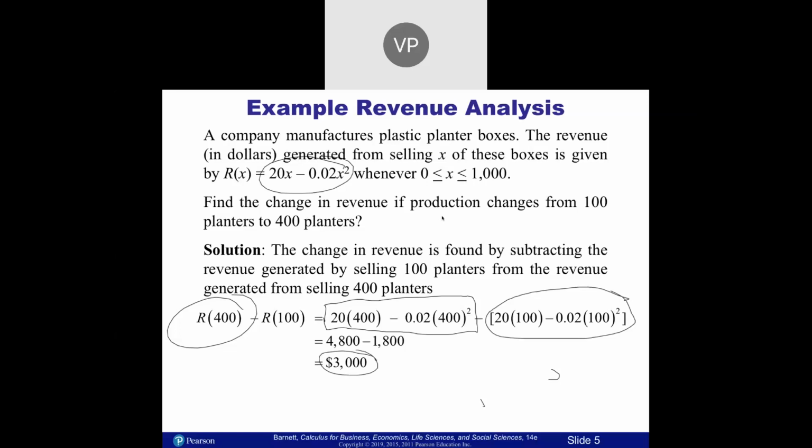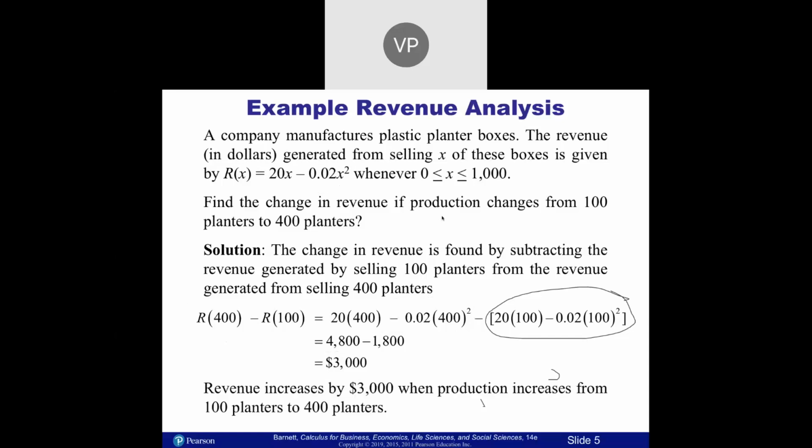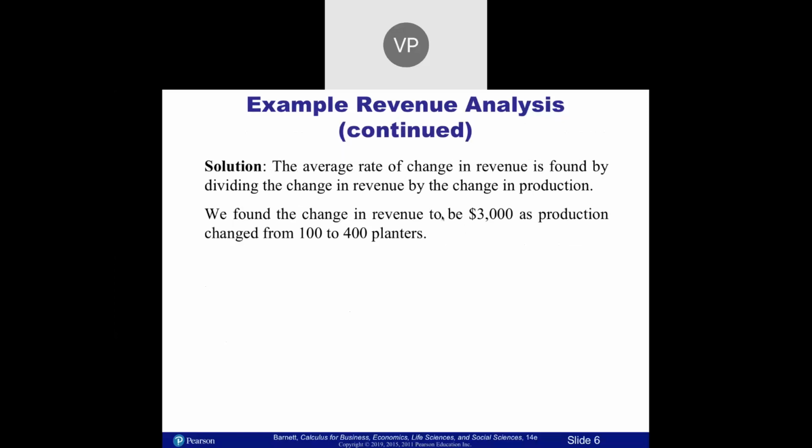They asked, what was the change in revenue? So make sure you answer the question. They didn't say, what was the change in planters? Then you would say 400 minus 100, but their question was, what was the revenue change? So you need to figure out what was the old revenue, what was the new revenue, and how much different it was, and that's our answer here. Revenue increased by 3,000 when the planters increased from 100 to 400.